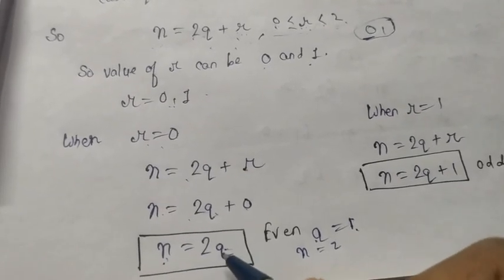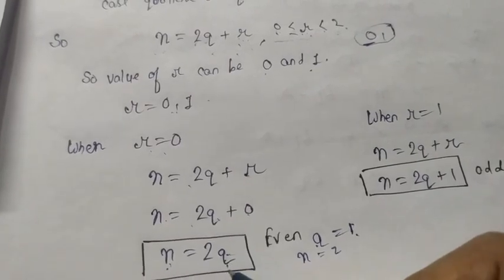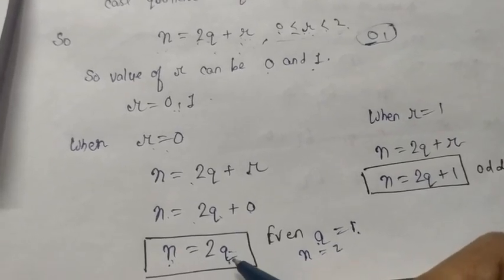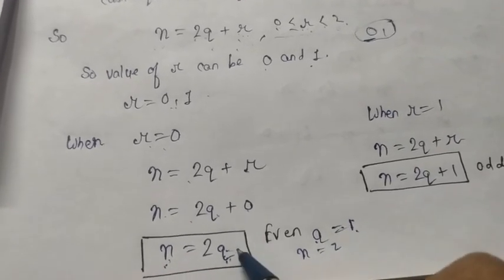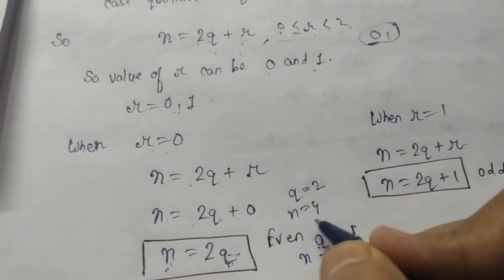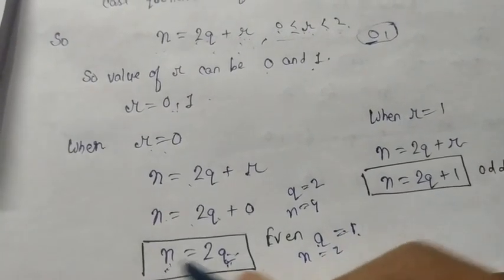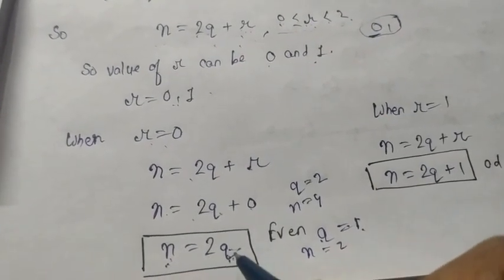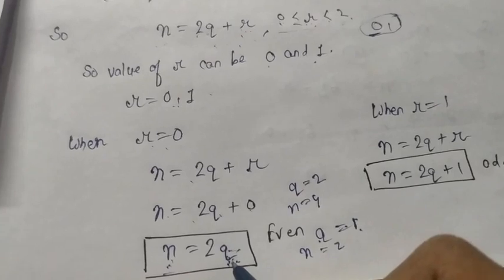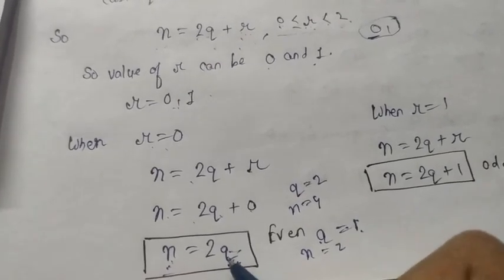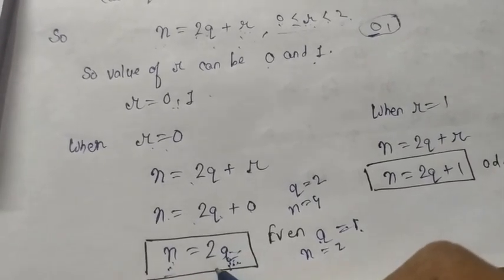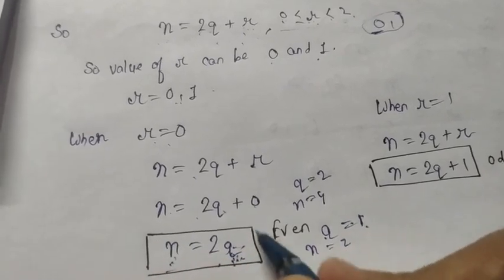Because q is a positive integer, since we are studying Euclid's division algorithm, and whatever symbols we take are always positive integers. So when you take q equal to 1, n will come 2. When q is equal to 2, n will come 4. When q equal to 3, n will come 6. So whatever value of q you put in this statement, you will always get an even number. An even number is a multiple of 2. You all know that an even number is divisible by 2. And because n equal to 2q, this statement suggests that this is an even number.